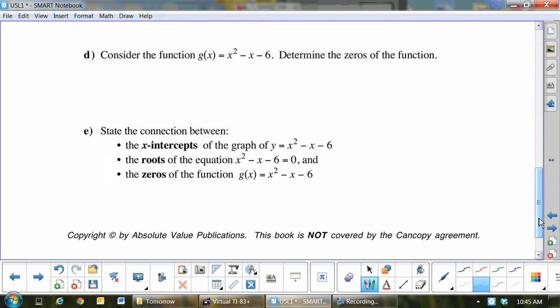It's very, very important that you remember these are all the same. They're synonyms, right? I can ask you for any one of those, and I'm actually asking for the same thing. The zeros are the same thing as the roots, same thing as the x-intercepts. They're not the same thing as the factors, though. Factors are opposite to your zeros.